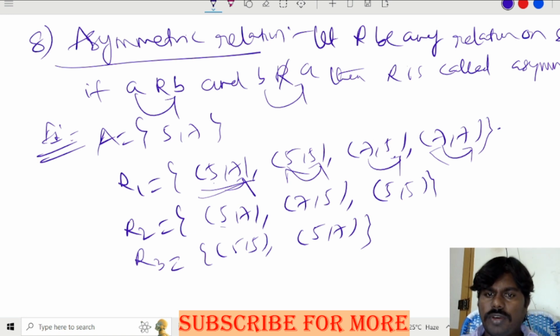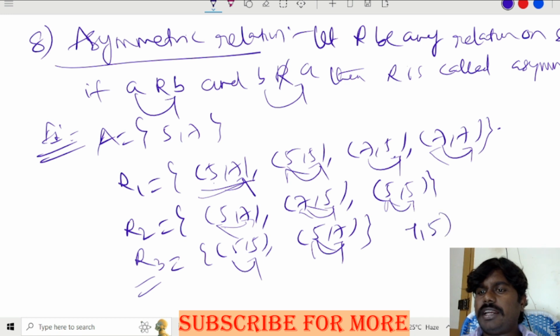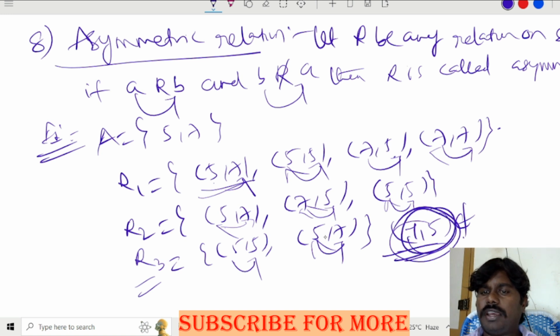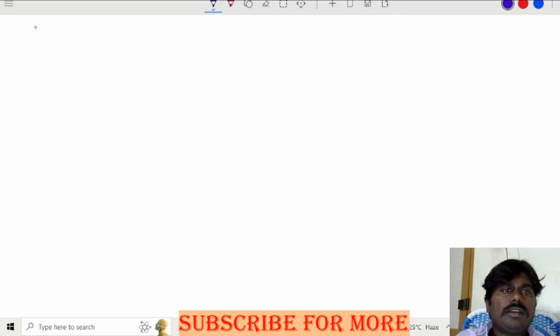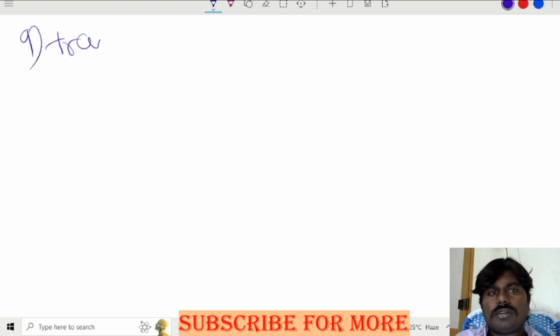And come to R2, 5 is related to 7, and 7 is related to 5, and 5 is related to 5. This is also not an asymmetric relation. But see, R3 is an asymmetric relation, because 5 is related to 5, okay, but 5 is related to 7, and 7 is related to 5 is not there. Here 7 is not related to 5, 5 is only related to 7. So this R3 is an example for asymmetric relation.